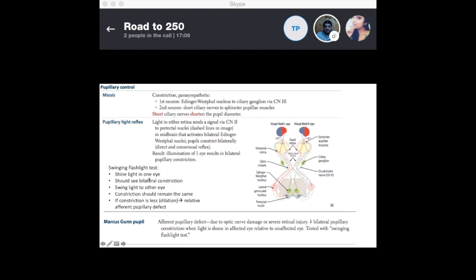That's when you shine light in one eye, you should see bilateral constriction. If you shine light to the other eye, the constriction should remain the same. But if constriction is less or there's dilation, then you have a relative afferent pupillary defect, and that's called a Marcus Gunn pupil. So this is important. In some questions, you may get an example of a Marcus Gunn pupil, and that's just because you have an afferent pupillary defect.